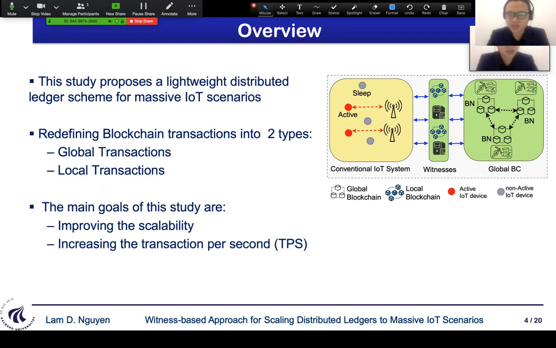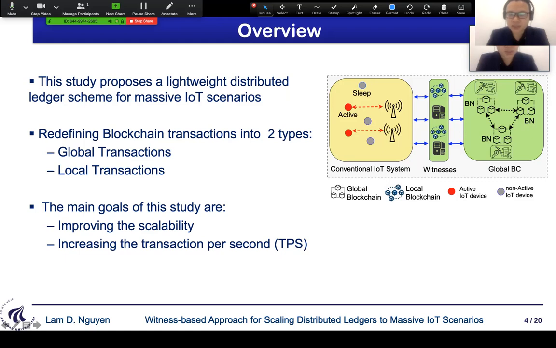As you can see in the figure on the right-hand side, this is the conventional IoT system, where the IoT device connects with the central server via a base station. And this is the global blockchain. We introduce the witness system, which separates the physical IoT system from the global blockchain.